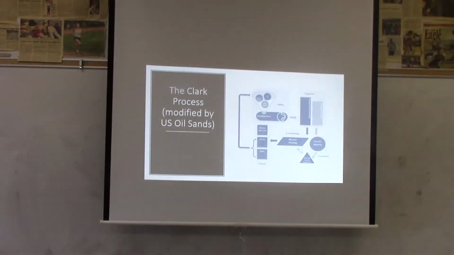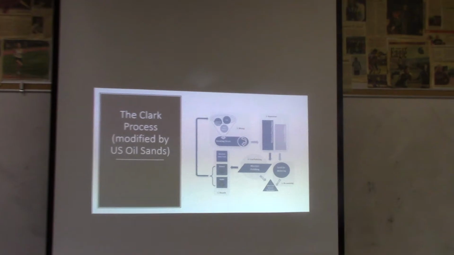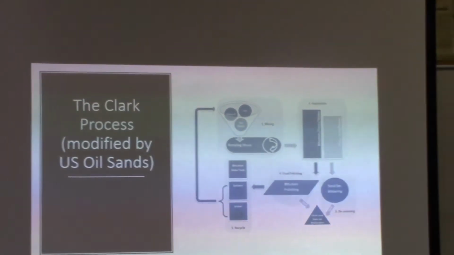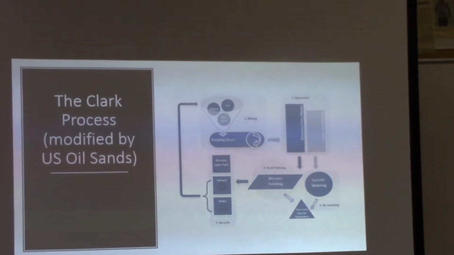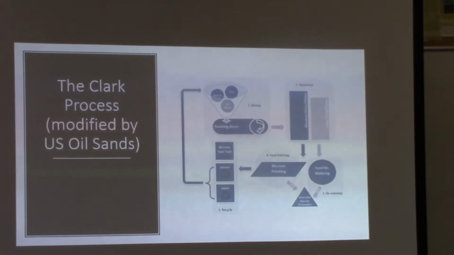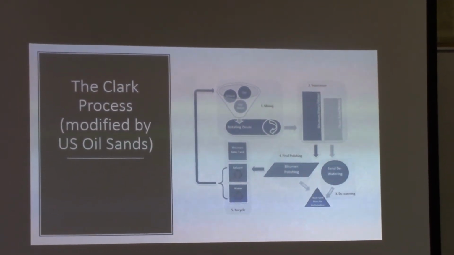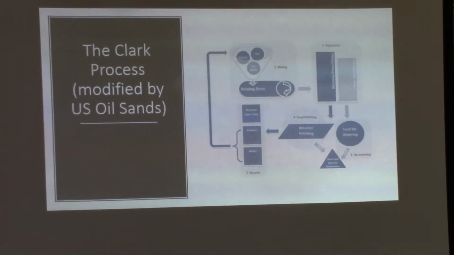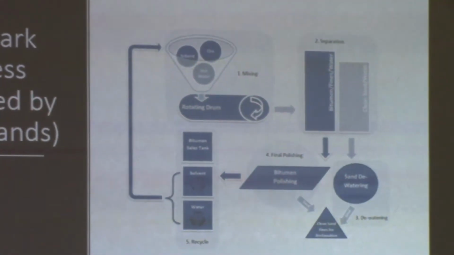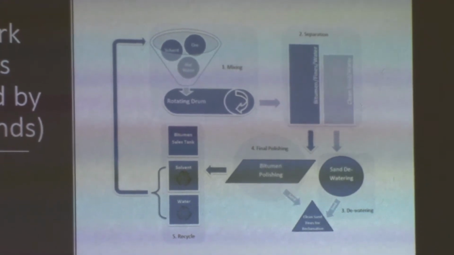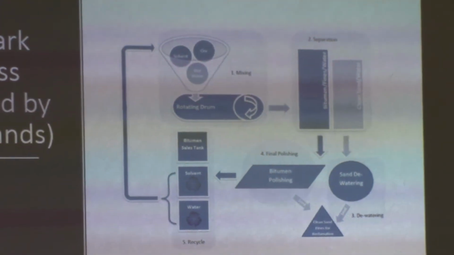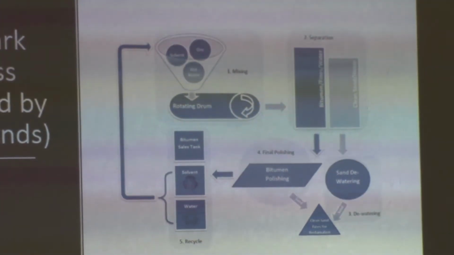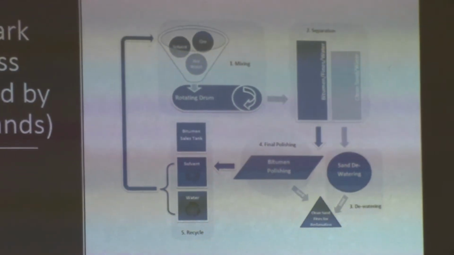So the way we do this is called the Clark process. All right? Now, we're not the only place on Earth that has oil sand. This is used in Utah. Venezuela has oil sand as well. But the Clark process was actually created in Alberta. Right? So take a look at this slide. You have a separation of the raw materials with steam, and then we have further refining that happens there.